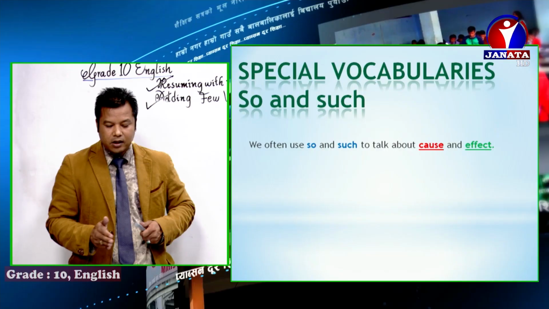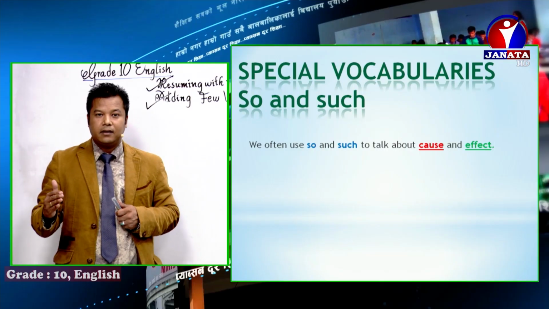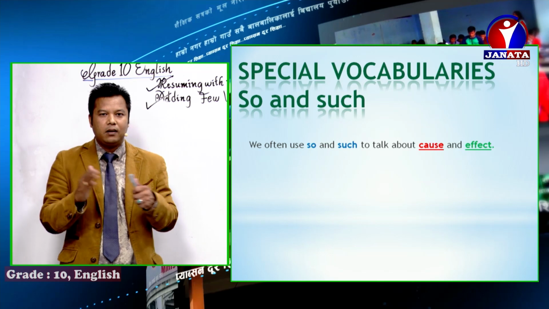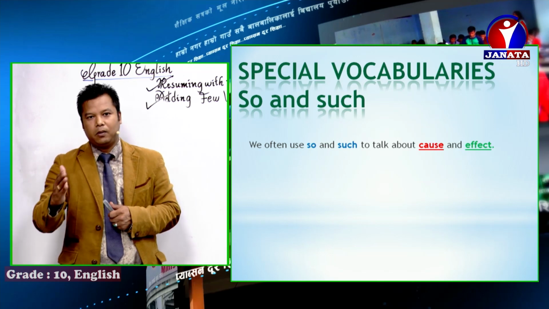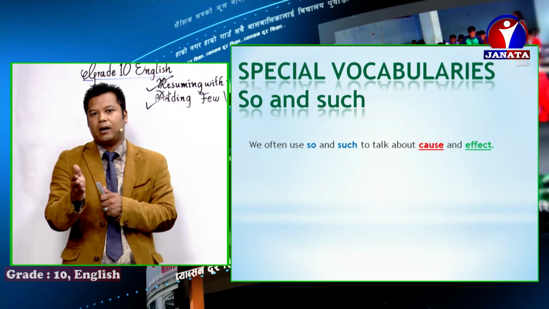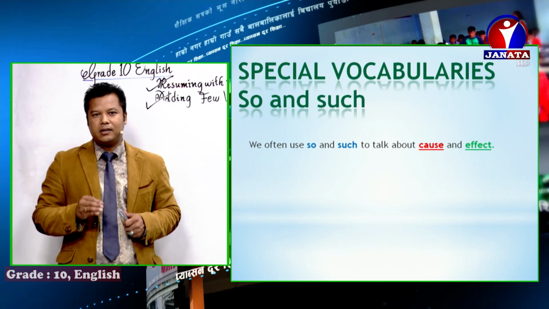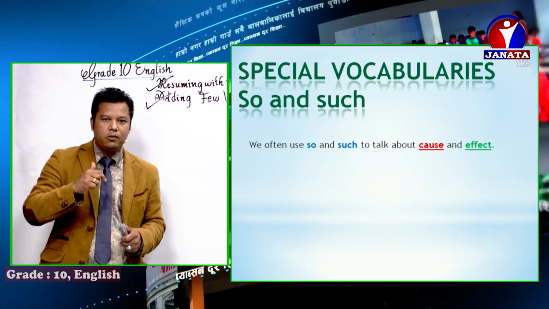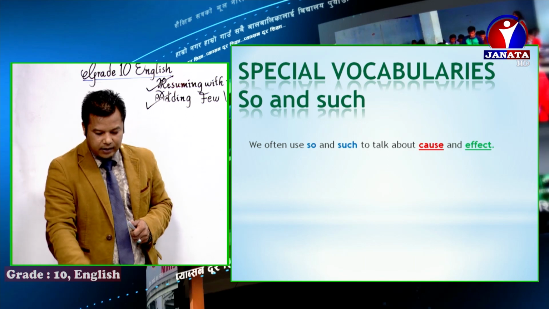We often use so and such to talk about cause and effect. Cause and effect, if you remember, type 1 conditional sentences, likely, probable, whatever name you give, real conditionals. We also talk about cause and effect. Now, how do we study cause and effect with these? See the example here.